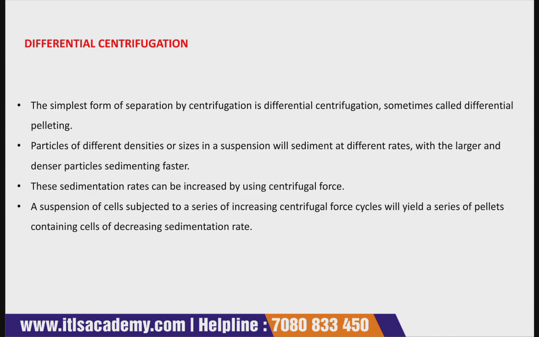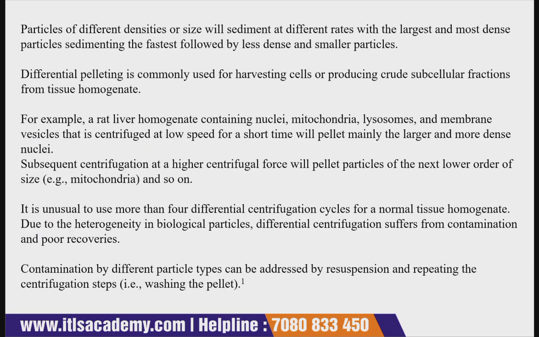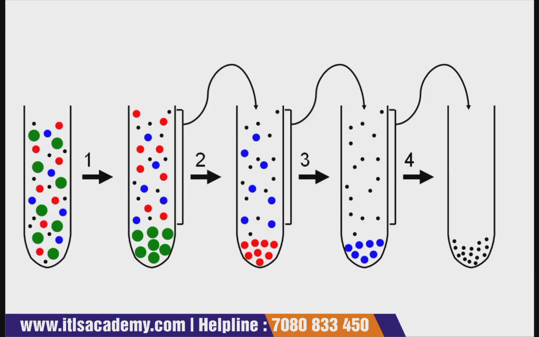A suspension of cells subjected to a series of increasing centrifugal force cycles will yield a series of pellets containing cells of decreasing sedimentation rate. For example, you can see this diagram. The particles that are lighter in weight are collected at the bottom of the test tube. Particles of different densities or sizes will sediment at different rates, with the largest and most dense particles sedimenting faster, followed by the less dense particles, as you can see in this image.